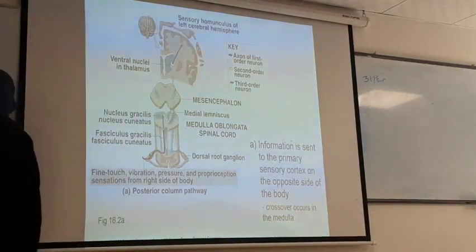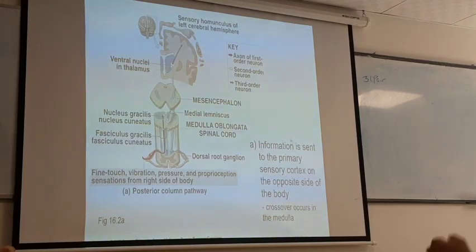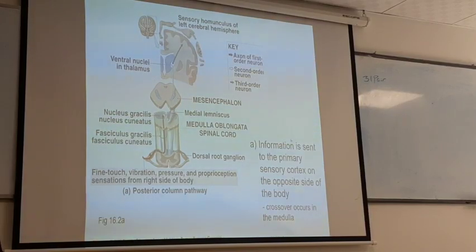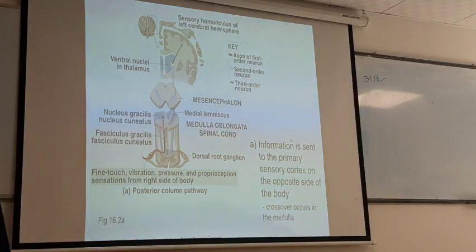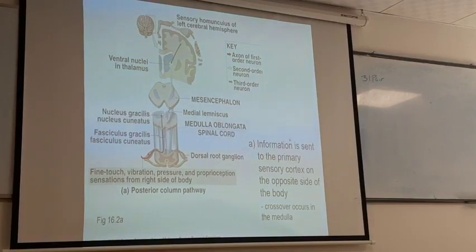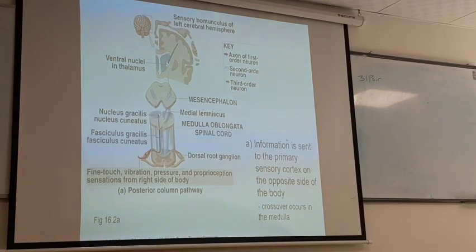This name: post, central, gyrus. Gyrus and sulcus. The gyrus is the bump, a dumb shape, and the sulcus is the groove. This gyrus, post central gyrus.